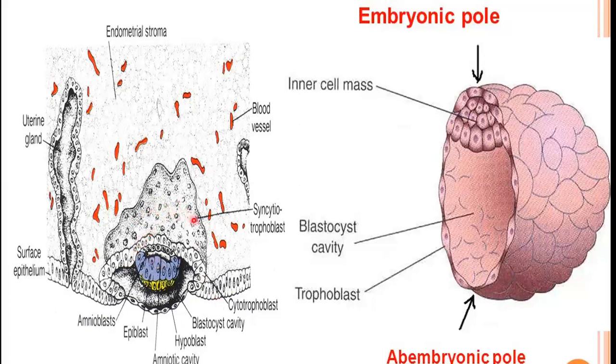The outer cell mass, which is fusing together at the fastest rate, makes a network of the cytoplasm, or the protoplasm, in which you see that the nucleus is freely floating, whereas in the cytotrophoblast it is not floating. So when the nucleus floats in the cytoplasm and there is no plasma membrane, this part is known as the syncytiotrophoblast.